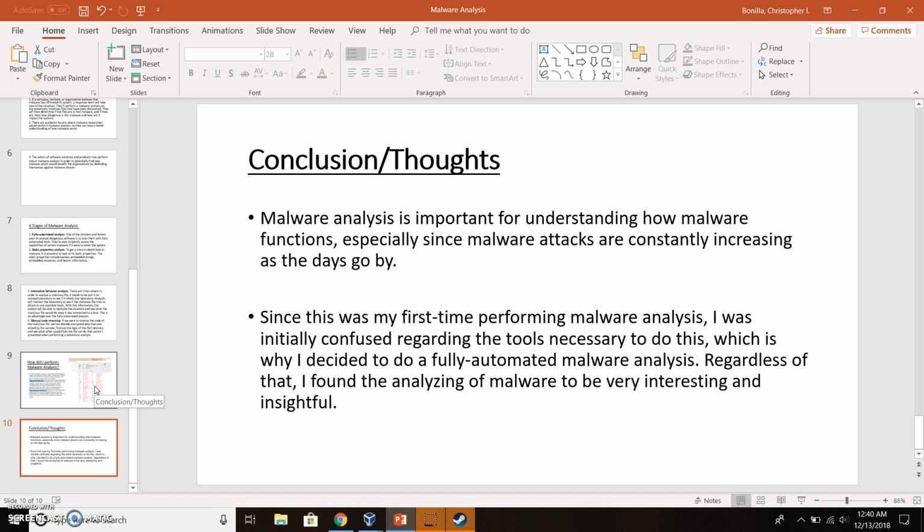And just a little afterthought after doing this project, this was my first time performing malware analysis, so I was initially confused regarding the tools necessary to do this, which is why I decided to do a fully automated malware analysis, because it was generally considered the easiest and fastest way to do malware analysis. But regardless of that, I found analyzing malware to be a very interesting concept. It was very insightful. It was something that I never really thought of.